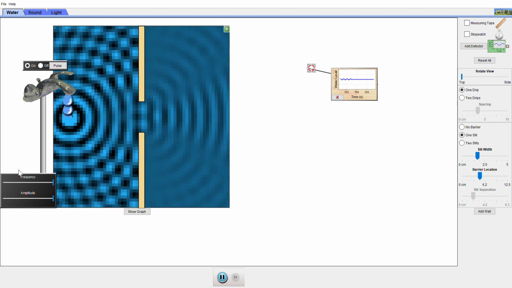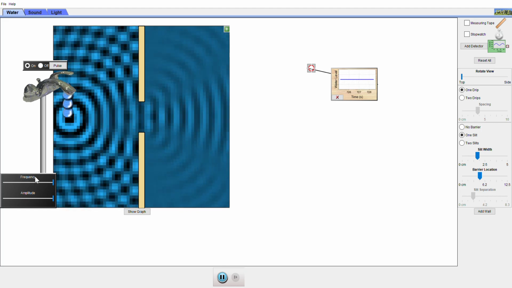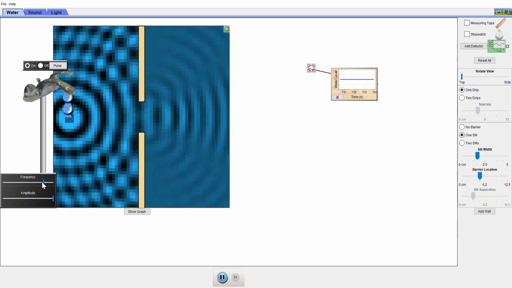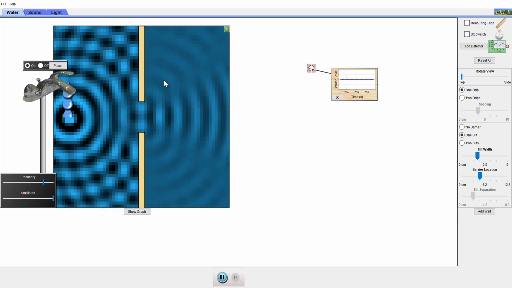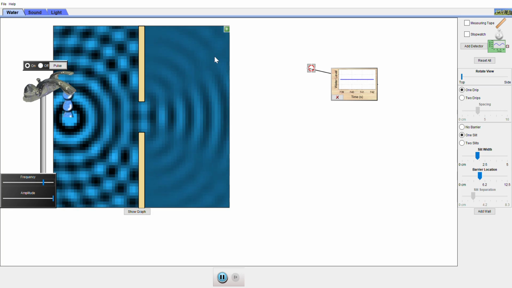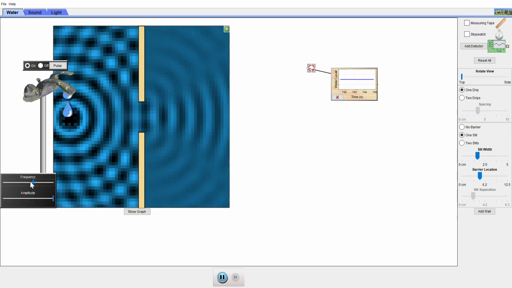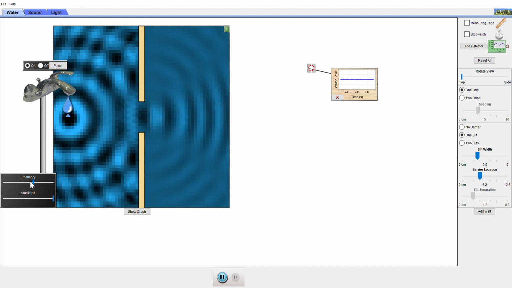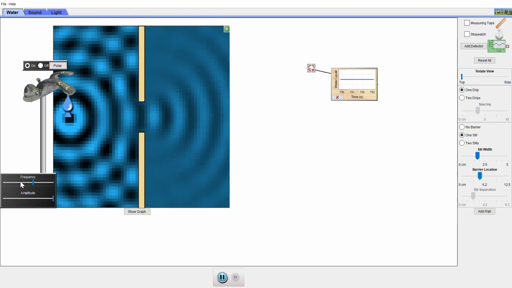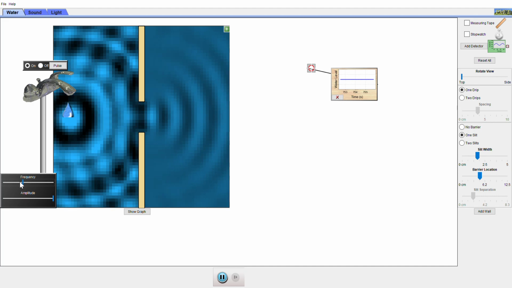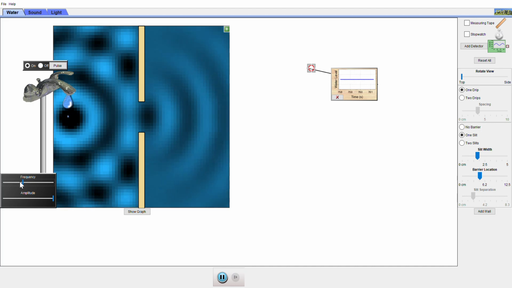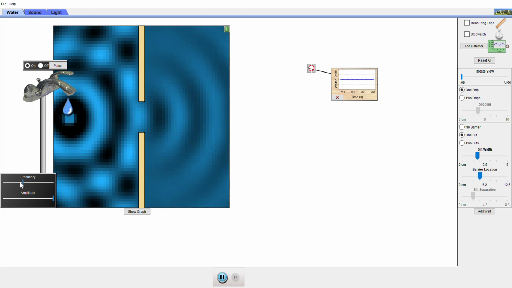Okay, now I'm going to adjust the frequency a few times. Let's see what happens. Pay particular attention to what's happening here on either side of the barrier and what's happening here. Okay, what do you note? What differences do you notice here? As the wavelength increases, because I'm decreasing the frequency, how does that affect the amount of diffraction on the other side of the gap?